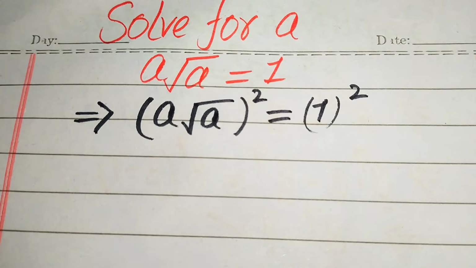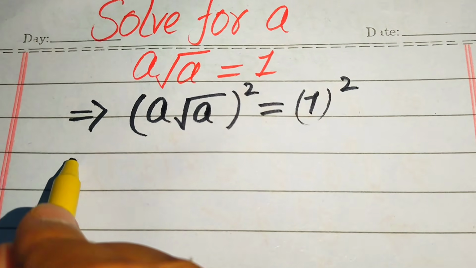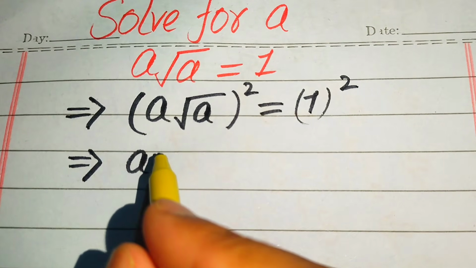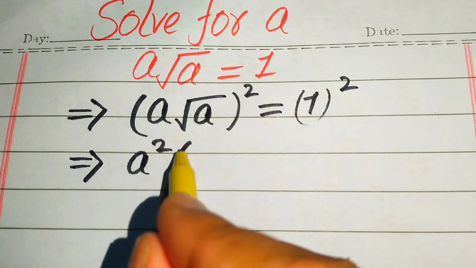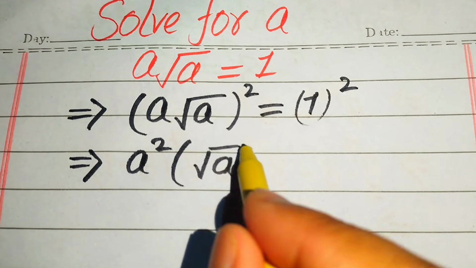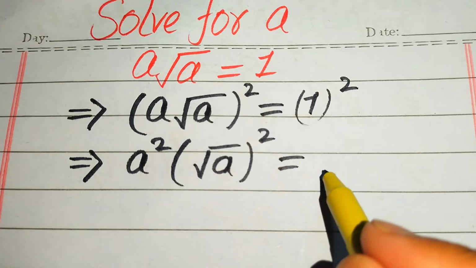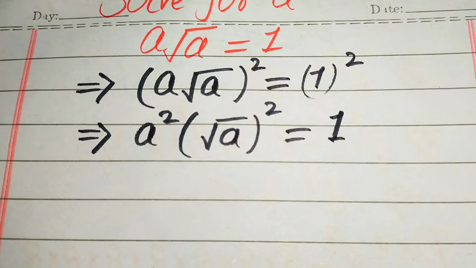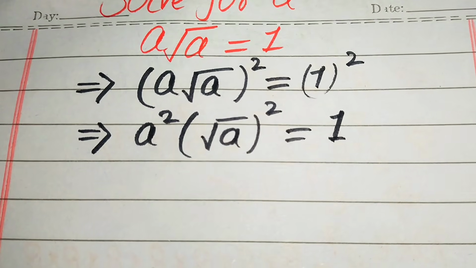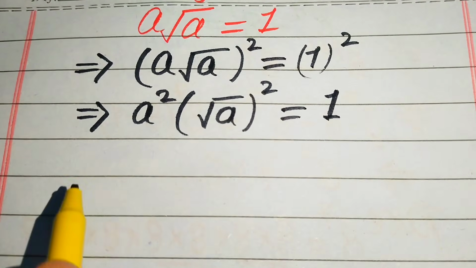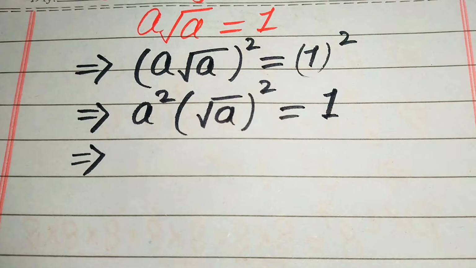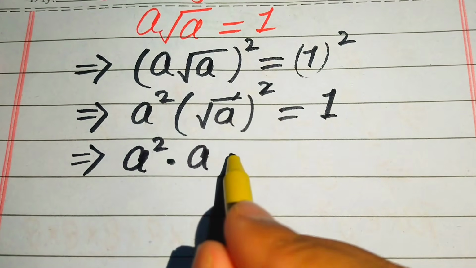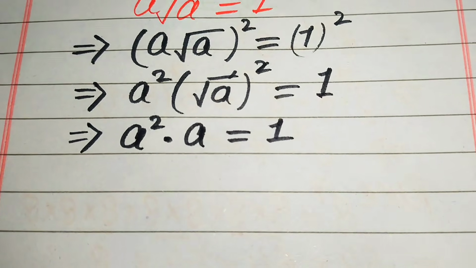Now, in the next step, we break the square on the left-hand side and apply the square separately to both of these values, and we get a squared multiplied by (square root of a) whole squared is equal to 1 squared, and we know that 1 squared is equal to 1. Further simplifying, on the left-hand side the square and this square root are gone, and we get a, and this is equal to 1.